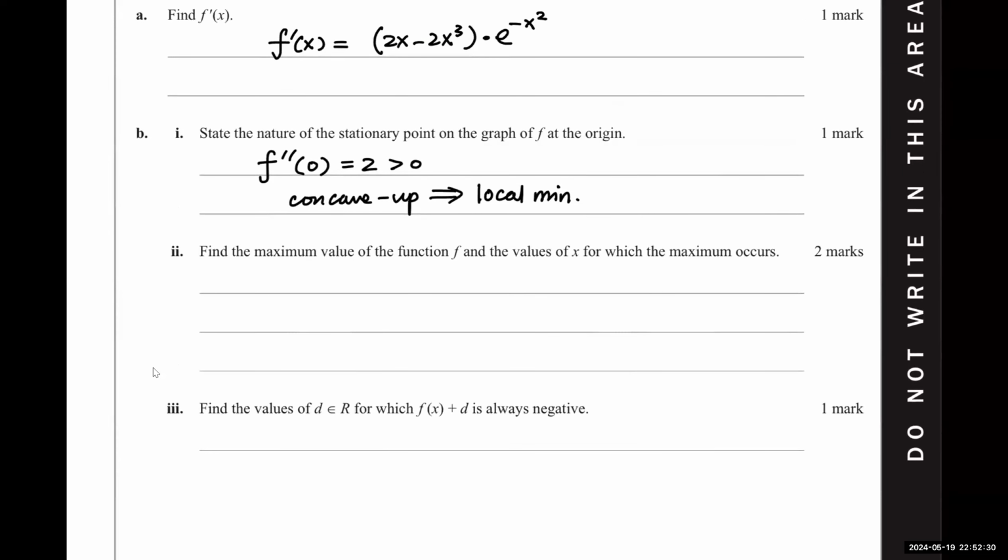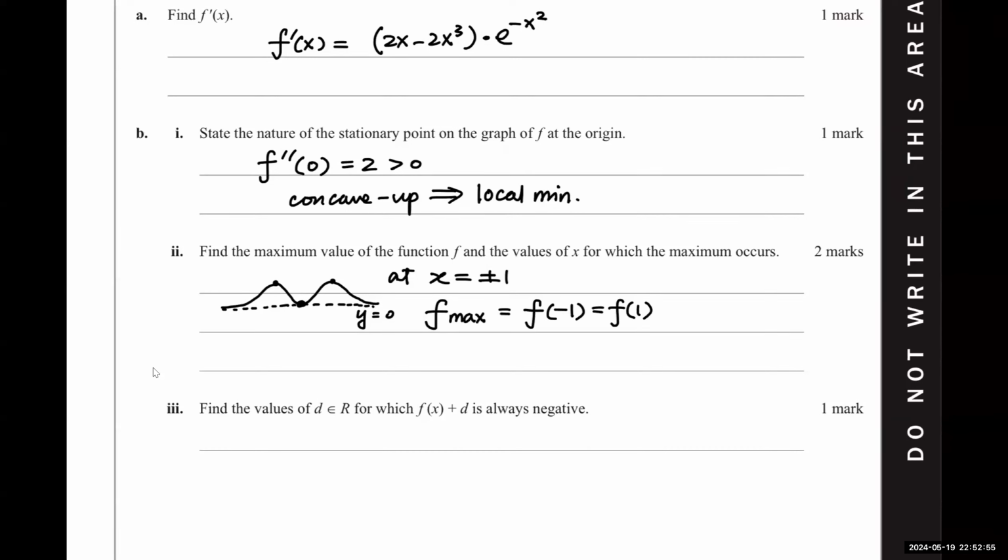Find the maximum value. Well, you could draw a diagram like this. Technically, it has a long-term asymptote y equals 0, but it does touch the x-axis at 0, 0. At x equals plus or minus 1, f max equals f of -1 equals f of 1. They are symmetrical, e to the power minus 1, okay? Or 1 over e.